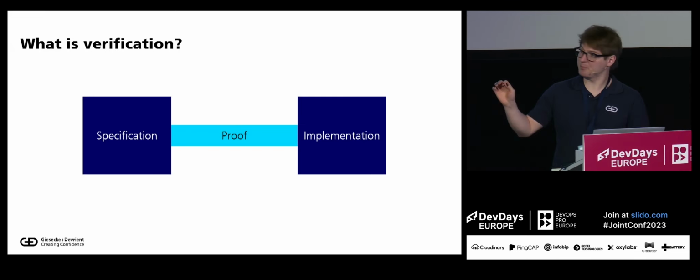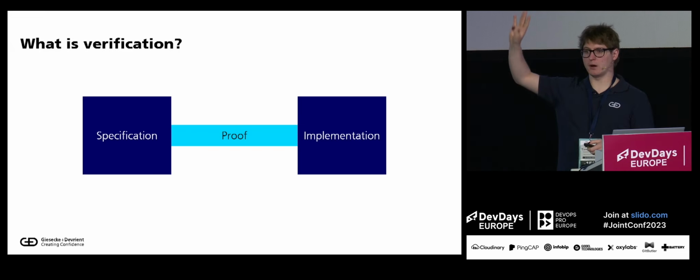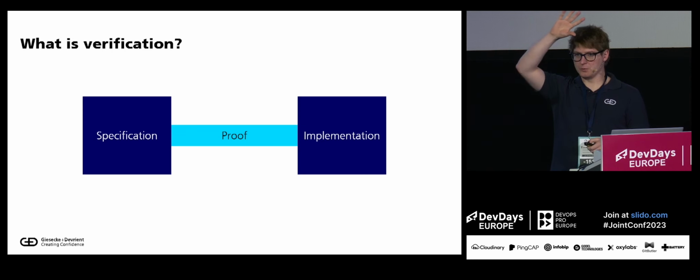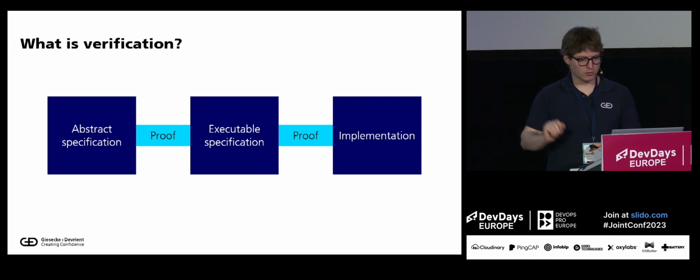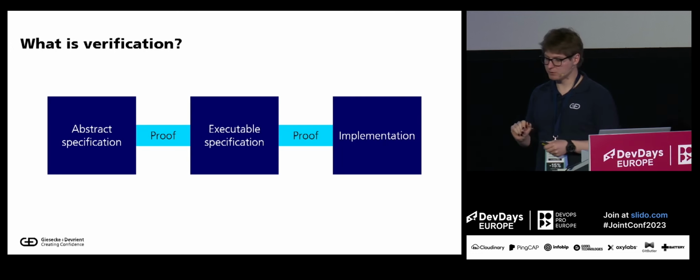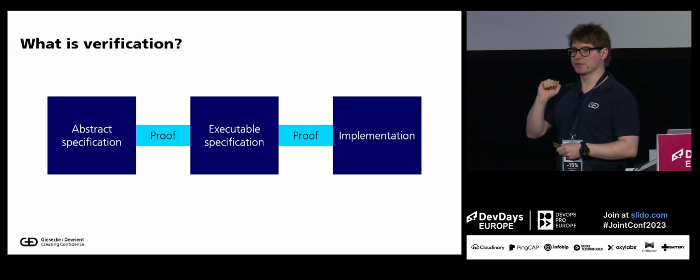Now, typically, the gap between the specification and the implementation is too large, right? So we would need to have some more intermediate steps. And there are two more terms that I need to introduce here, which are the abstract specification and the executable specification.